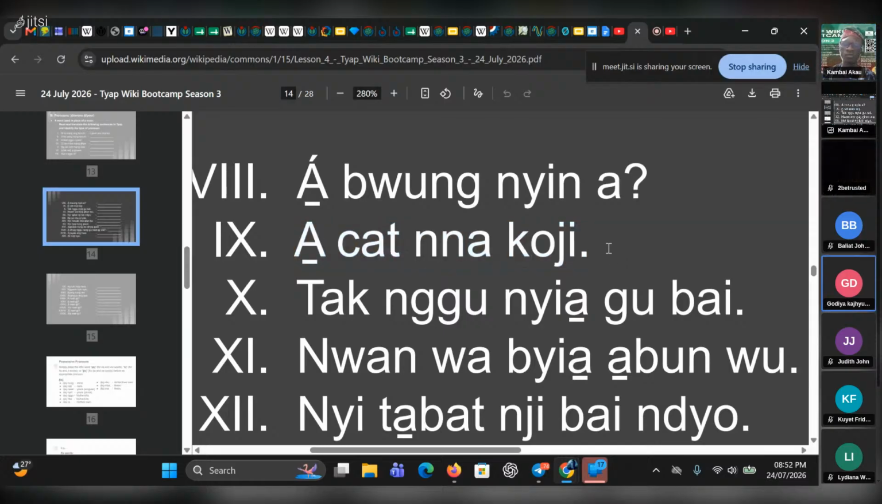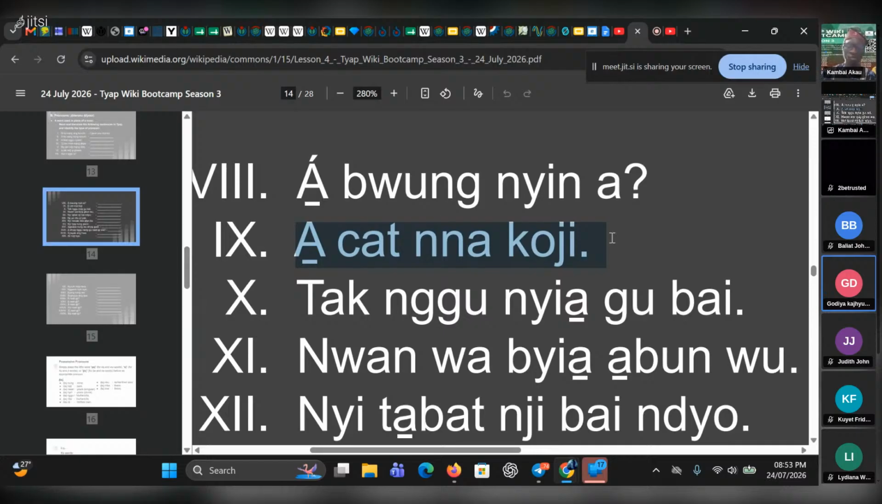Chatnakoji. Okay. So what does that mean? He looked for it everywhere. He searched for it everywhere. No. So now it will not be it. This is a plural in Tiap. So say it again. Chatnakoji. Okay. So what does that mean? He loves it or she loves it.